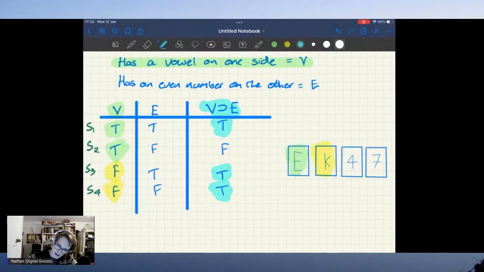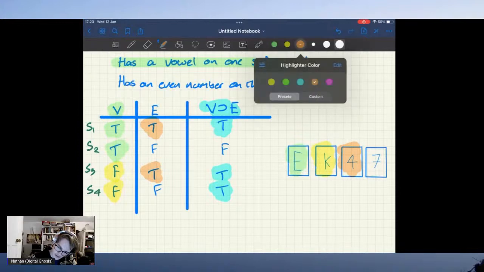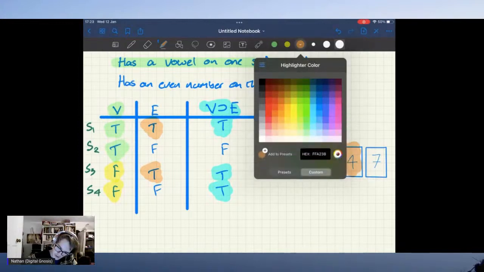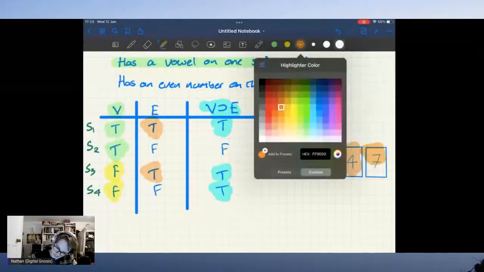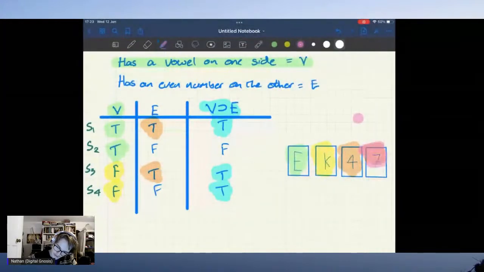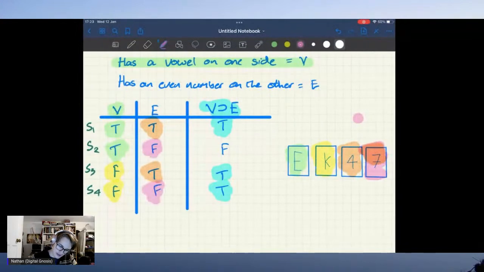Now we're going to color in even number. So when do we have an even number? Well, here and here. Okay, and finally, I need a new color. Let's do U. When do we not have an even number? Here and here.